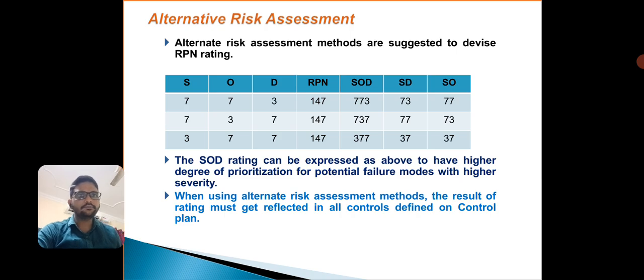Their RPN is 147, but the SOD, that is severity, occurrence and detection, is 773, and SD is 73. Some are using the SO table, that is the severity and occurrence table. The SOD rating gives a higher degree of prioritization for potential failure modes with higher severity. When using the alternate risk assessment method, the result of the rating must be reflected in all controls defined in the control plans.